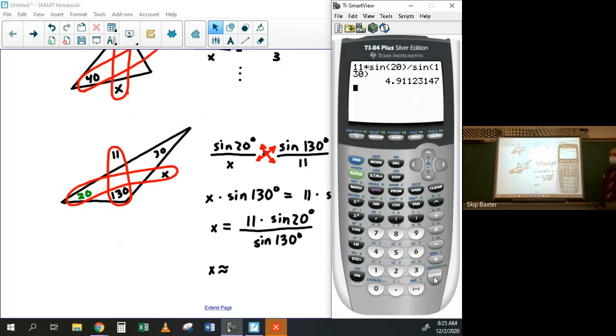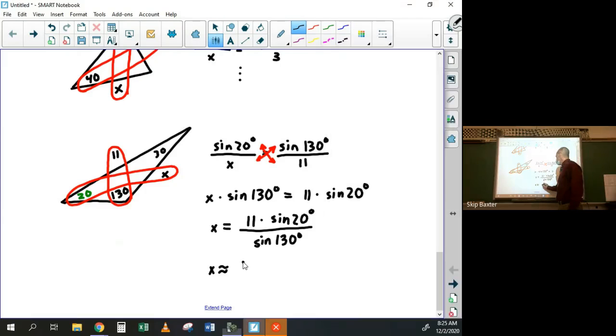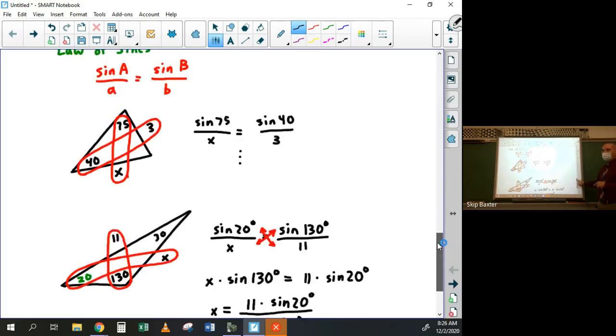And that's it. So this answer is 4.9 to the nearest tenth. And the units would be whatever units this side length is. Like if this side length was in miles, 11 miles, this would be 4.9 miles or whatever. Good? Yep. All right, any questions on that topic?